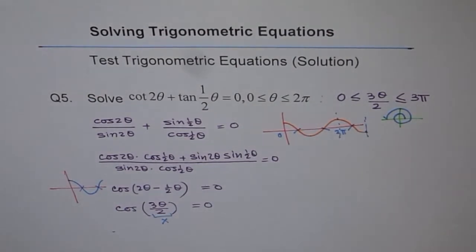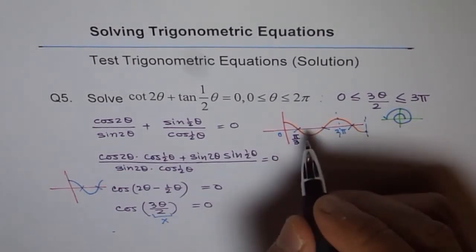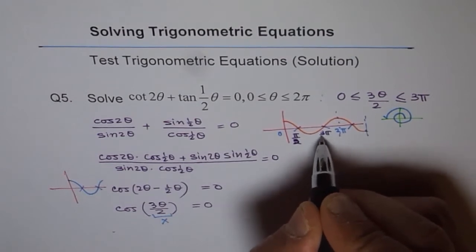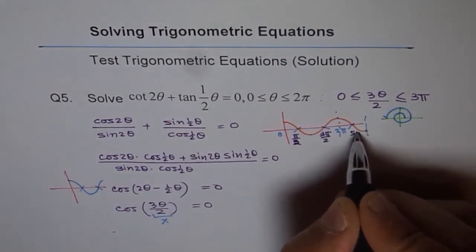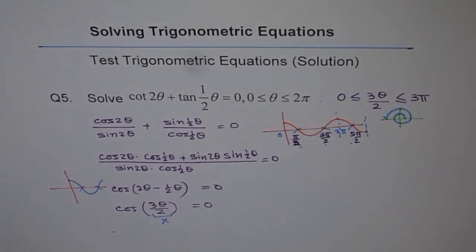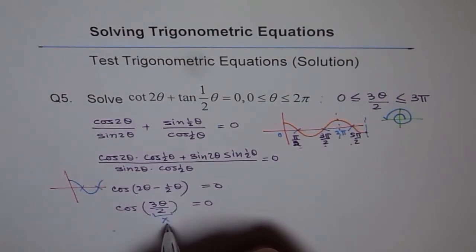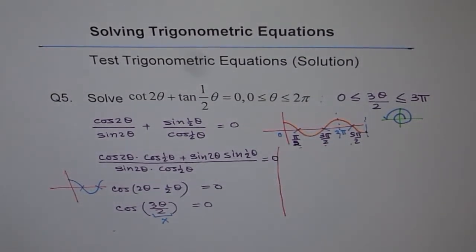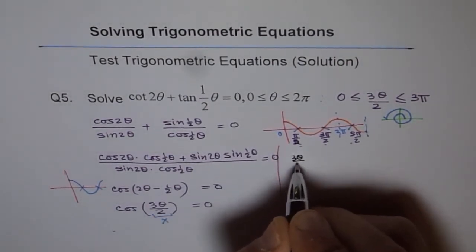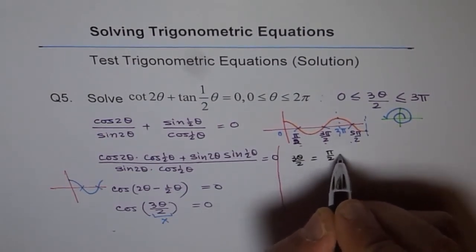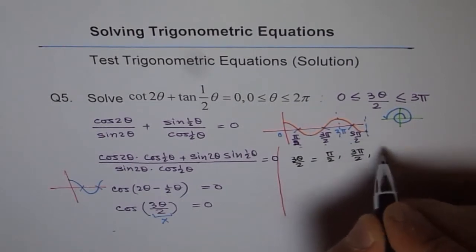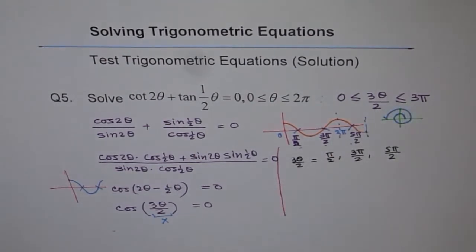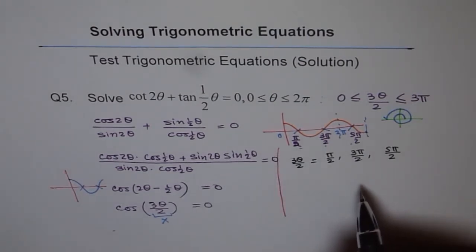So let's write down these values. This value is pi by 2 for us. 2 pi by 2, which is pi. 3 pi by 2. 4 pi by 2 and 5 pi by 2, right? So these are the 3 possible solutions, okay? So if we plug this in for 3 theta by 2, which is x, let me draw a line here to write down the solutions on the right hand side. The possible solutions for 3 theta by 2 are pi by 2, 3 pi by 2, and 5 pi by 2, since our domain for 3 theta by 2 is up to 3 pi. That is the thing you need to understand: the domain changes when we have compound angles, correct?